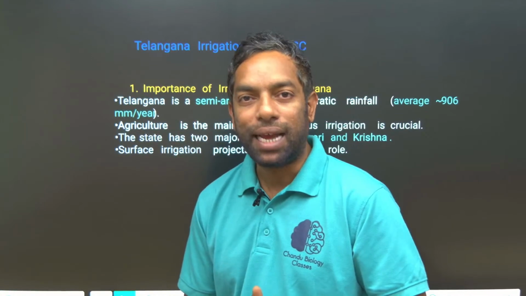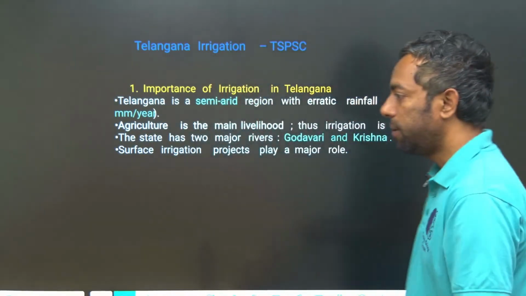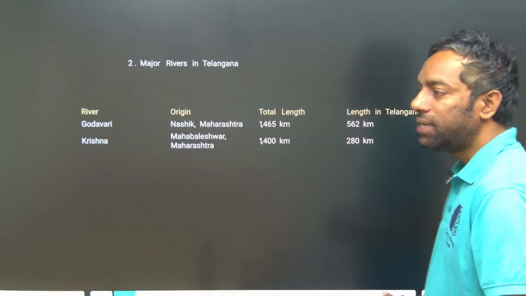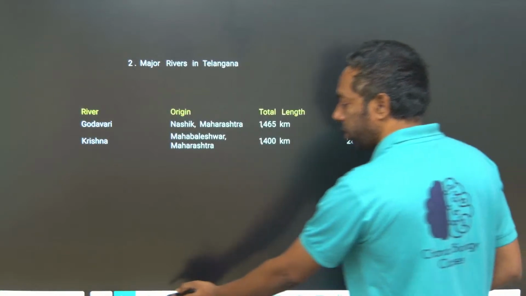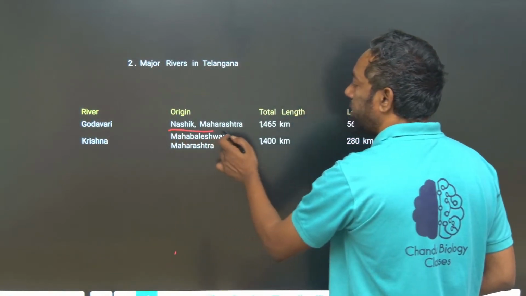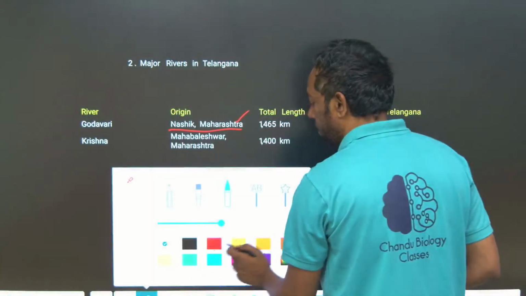We are going to discuss the importance of irrigation and the types of irrigation in this lesson. According to Telangana, there are two major rivers: the northern river is Godavari and the southern river is Krishna. Based on these rivers there are a number of main projects in Telangana. Godavari originates at Nasik, Maharashtra, in the Western Ghats.